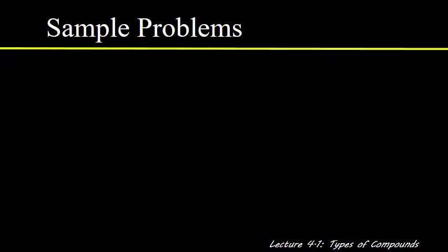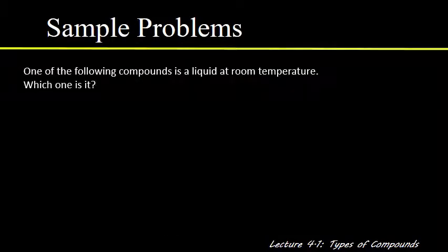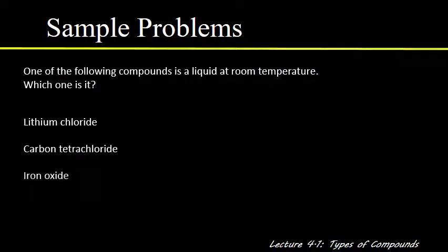Okay, let's try another one. Okay. We've got a list of, let's see, we're going to look at 4 different compounds. Lithium chloride, carbon tetrachloride, iron oxide, and calcium sulfide. And the question is, only one of these is a liquid at room temperature. Which one is it? All right.